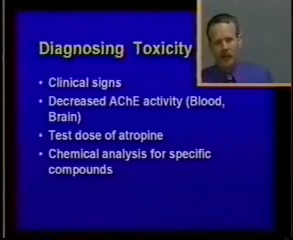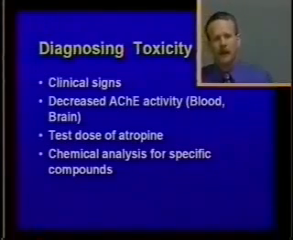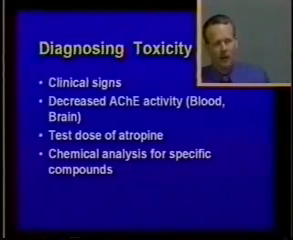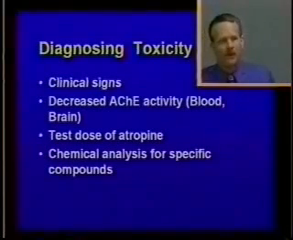Because it typically takes several days to get results on cholinesterase activity, a quicker way to tentatively diagnose anticholinesterase poisoning is to use a test dose of atropine. And this dose would be your pre-anesthetic dose of atropine sulfate, which would be 0.01 to 0.05 milligrams per kilogram.